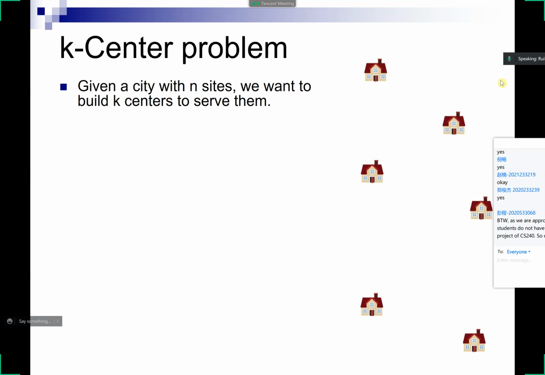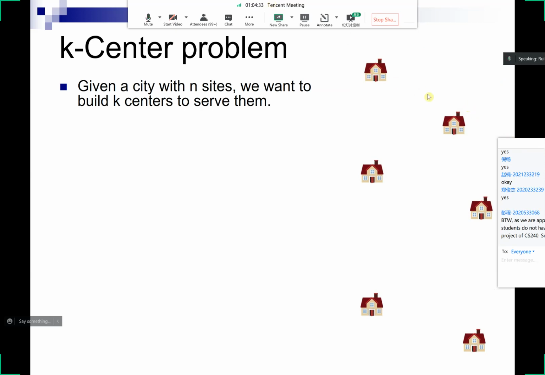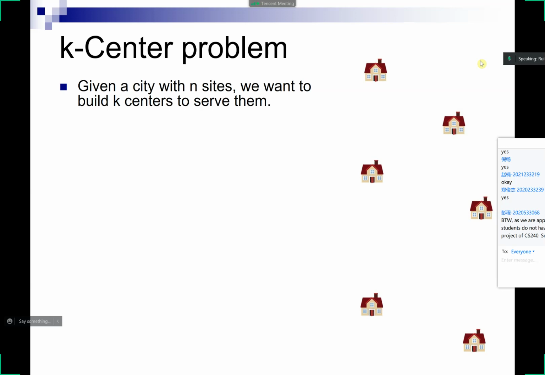All right, so we're going to continue with the lecture. We're going to move on to a new problem called the K-center problem. For the K-center problem, suppose you have a city with a bunch of houses, like in this picture. Now you're going to build some, let's say, grocery stores, and you want to make sure that everybody is close to some grocery store so that people can do their shopping quickly. The question is, where should you put these grocery stores so that every house is close to some grocery store?